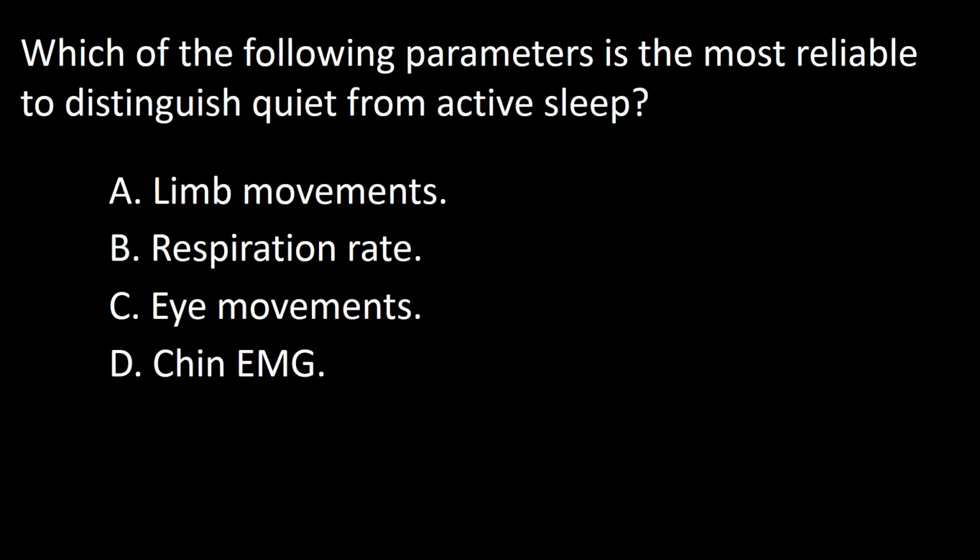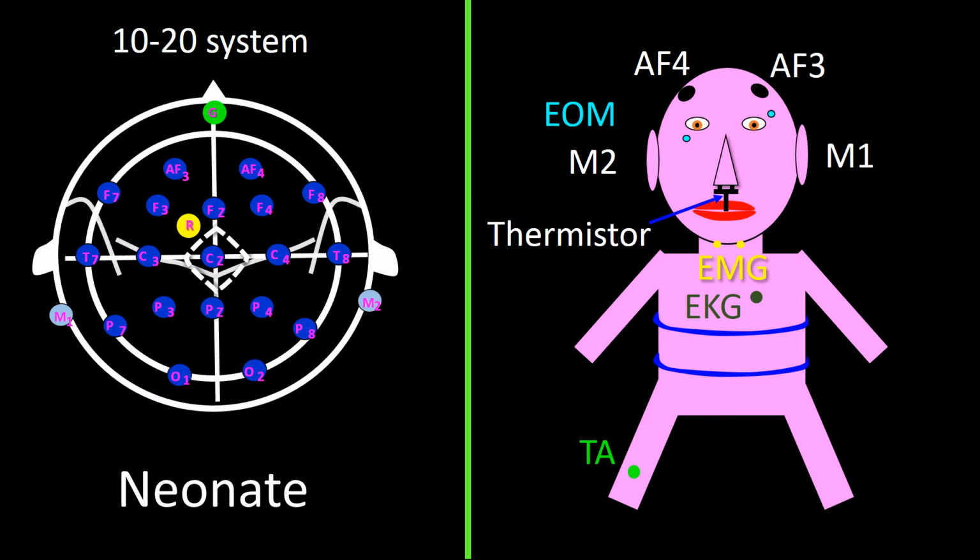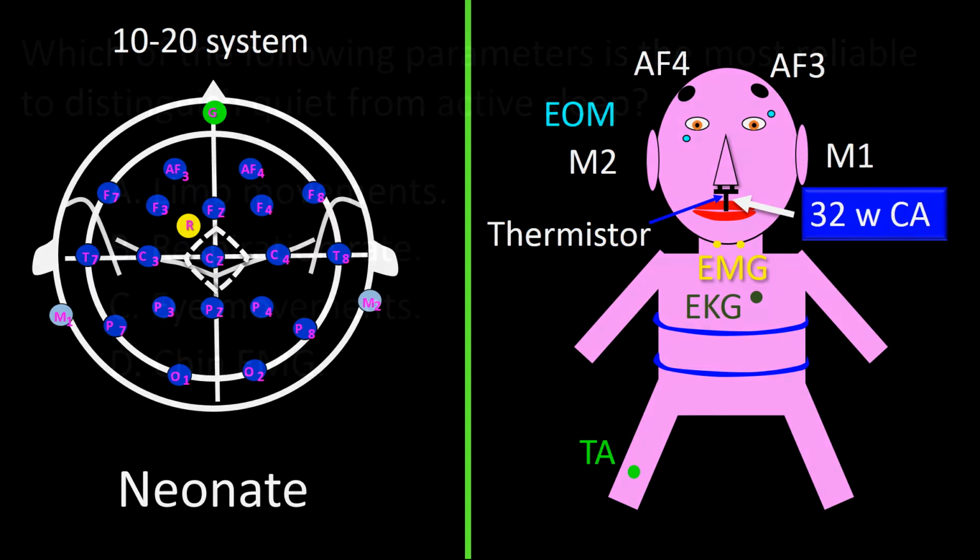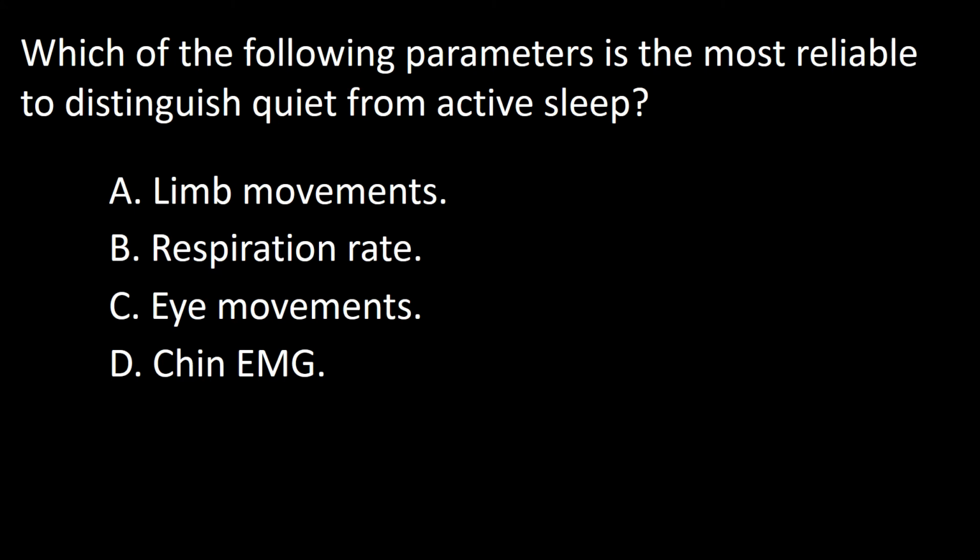Next question. Which of the following parameters is the most reliable to distinguish quiet from active sleep? A. Limb movements, B. Respiration rate, C. Eye movements, D. Chin EMG. The most reliable parameter to distinguish active from quiet sleep or vice versa is respiration, which becomes reliable at 32 weeks. So the answer to this question is B.